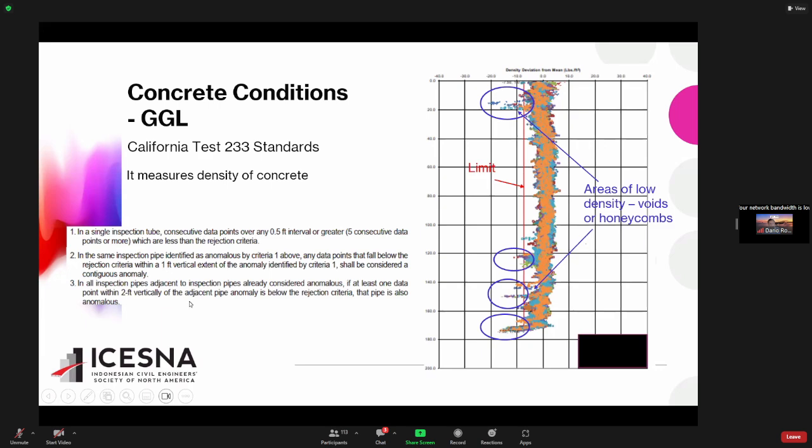I'm not going to read this. This is just the typical specification of how you define whether you have a problem or not. If you only have 1 point here, it may not be a big deal, but if you have a cluster of points like here, then you may have a serious issue.